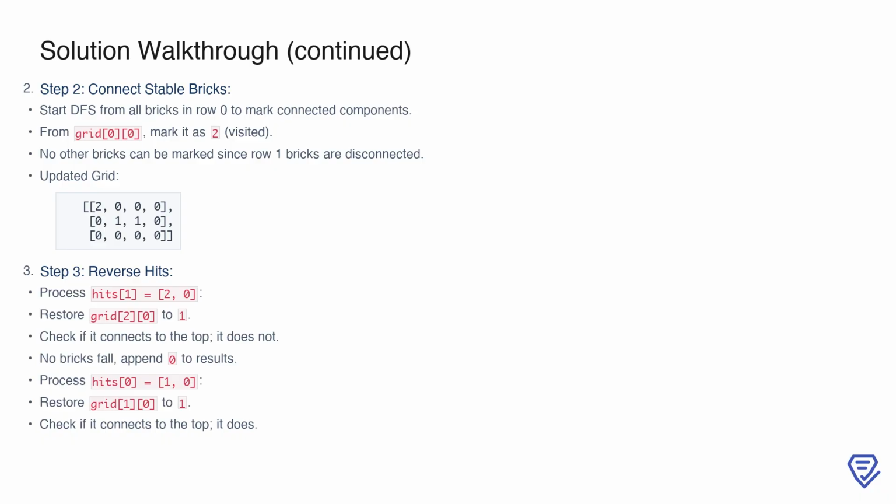Moving forward, we reverse the hits. First, we restore the brick at grid 2, 0, but find that it does not connect to the stable structure, so no additional bricks fall. We append 0 to the result.